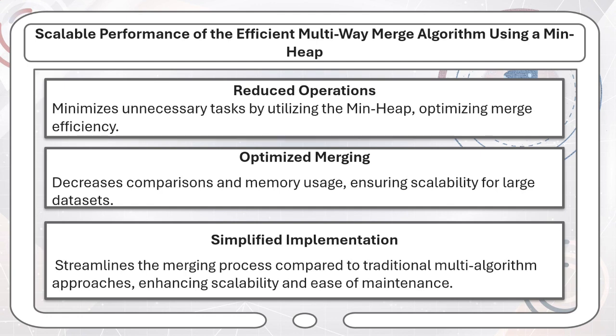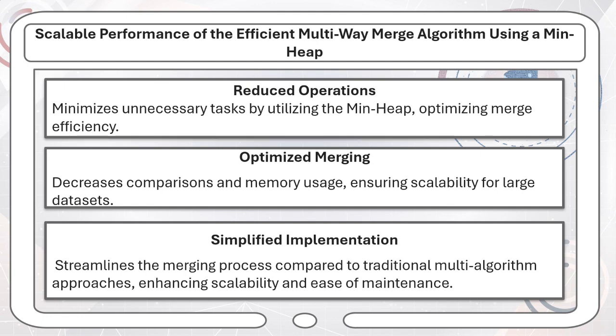Second is optimized merging. The algorithm only tracks the current smallest element from each list, which means it avoids holding all the data in memory. This minimizes memory consumption, making it suitable for cases like external sorting where the entire dataset may not fit into RAM. With fewer comparisons and less memory overhead, the merging process becomes both faster and more scalable.